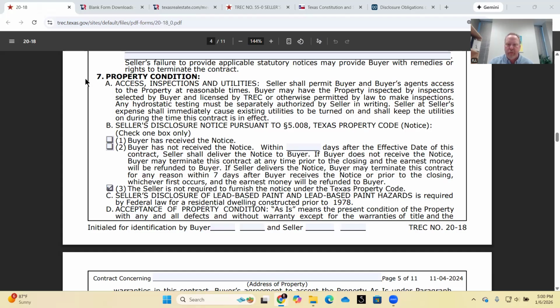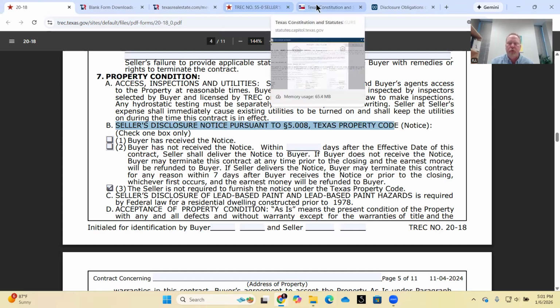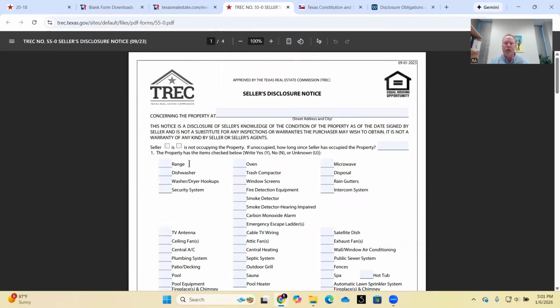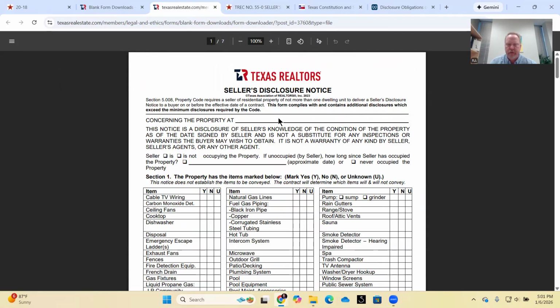All right, still 1 to 4 family contract, paragraph 7B. But let's talk about the actual notices that are used in your practice. You're going to use one of two forms. You're either going to use the TREC seller disclosure notice, which can be found on the TREC website. It's TREC number 55-0, or you're going to use the Texas Realtors seller disclosure notice.